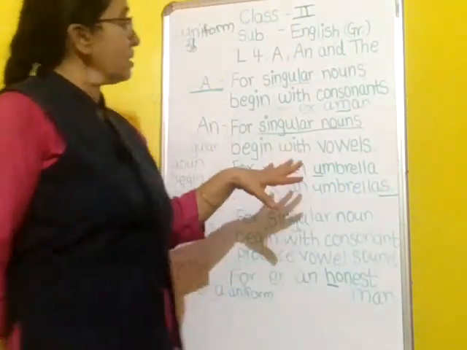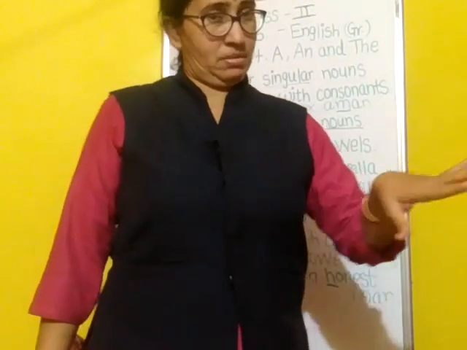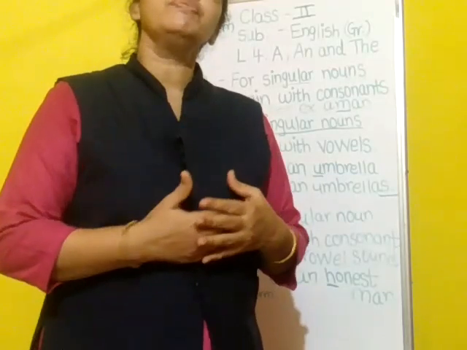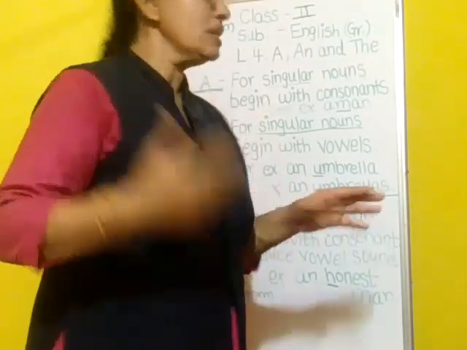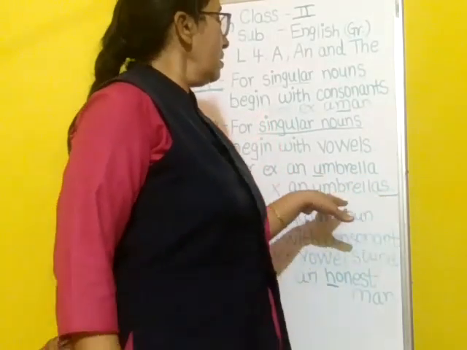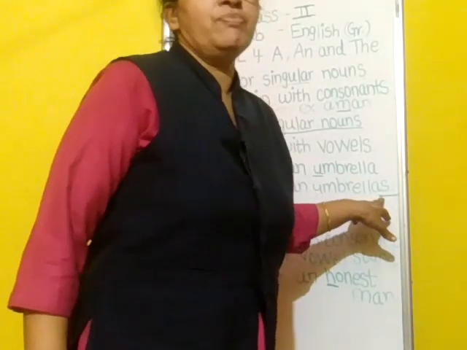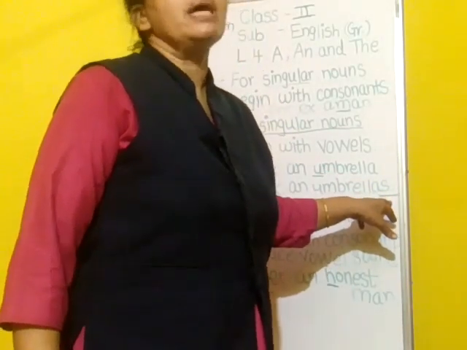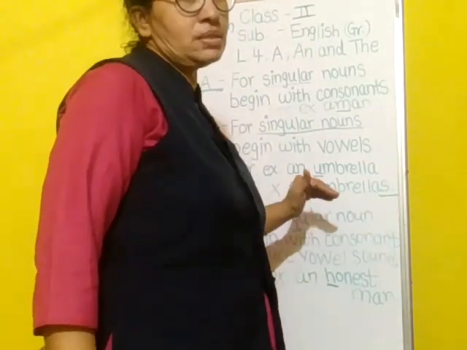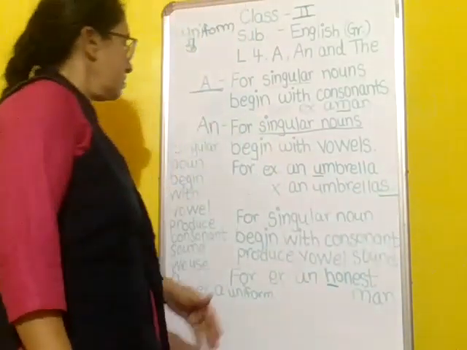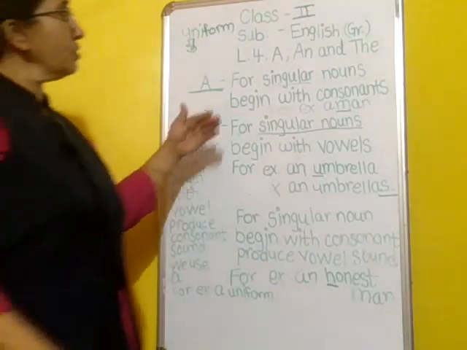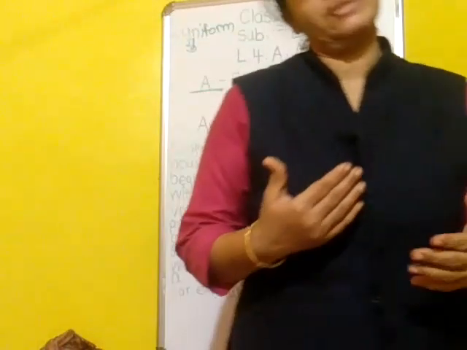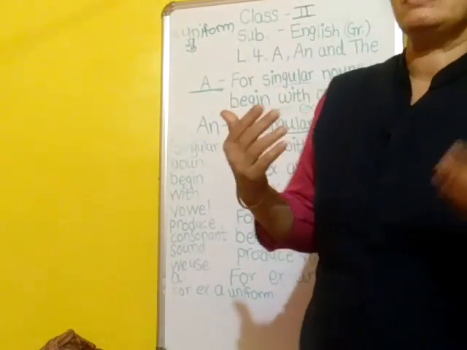And see, umbrellas also begin with a vowel, U. Then why are you not using "an" before umbrellas? Because it is not singular in number, it is plural. Because of that, it becomes plural, and for plural nouns we can't use "an". Understood? Next.